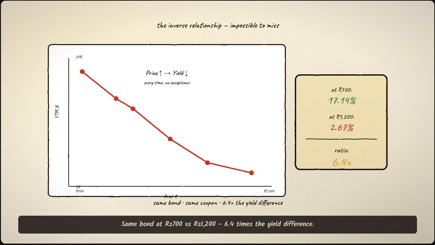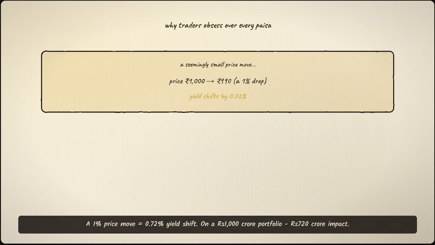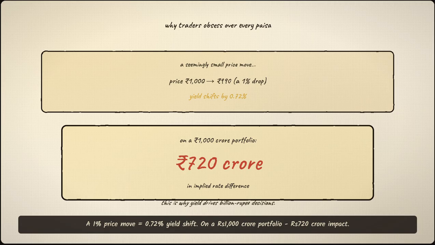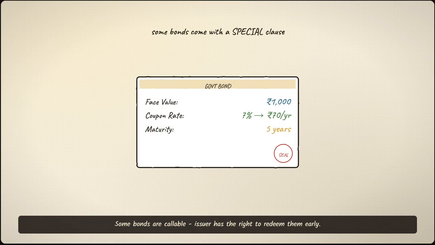A bond priced at 700 versus 1200 is technically the same bond, same issuer, same coupon, same maturity. Yet one offers more than 6 times the yield of the other. Price is everything. This is why the bond traders obsess over price movements. A seemingly small price change translates into a meaningful yield shift, and yield is what drives institutional allocation decisions worth billions of rupees. Now, yield to call.